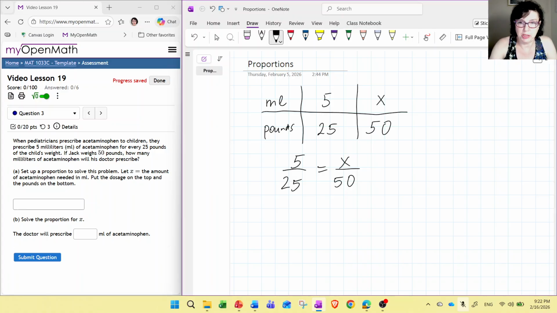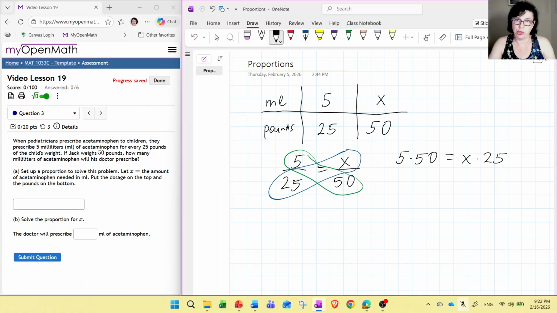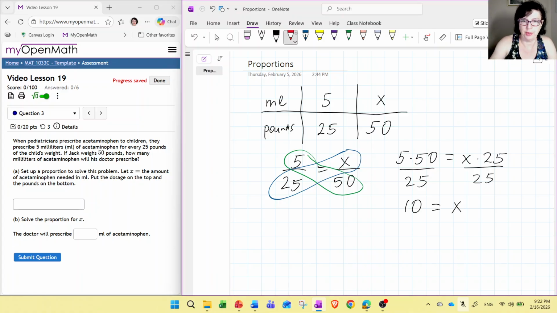Well, you're going to cross multiply. What that means is that you're going to multiply like this, and then multiply like this, and make them equal each other. 5 multiplied by 50 equals X multiplied by 25. And then to solve it for X, you are just going to divide both sides by 25. That's going to give you 10, I believe, but you can always check that on the calculator.